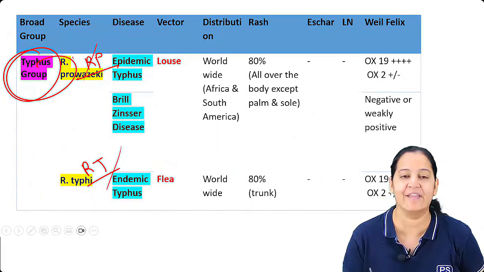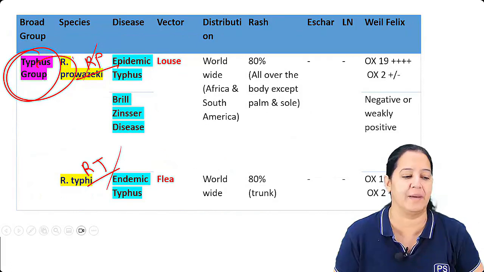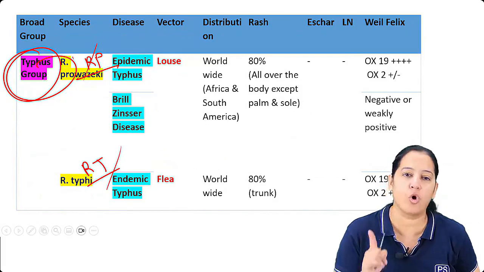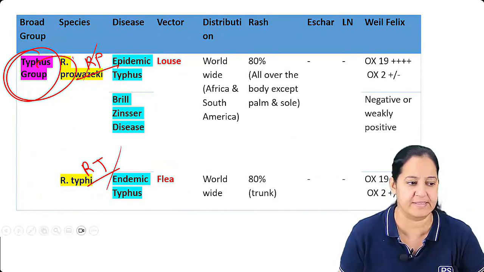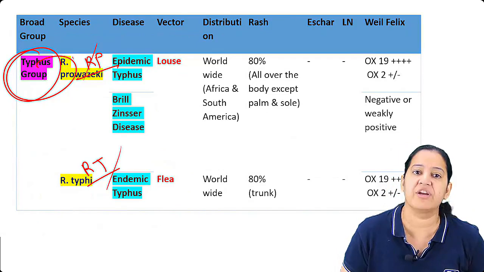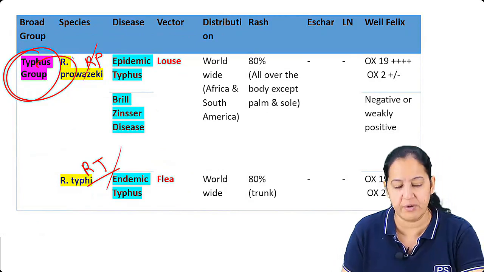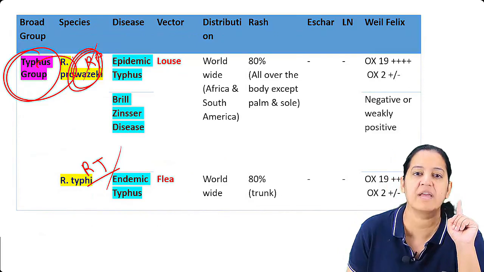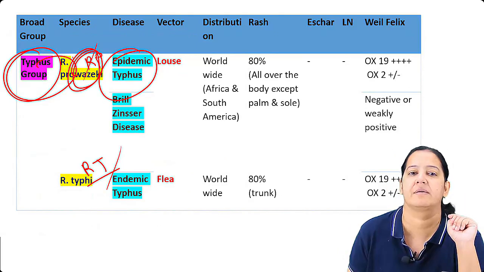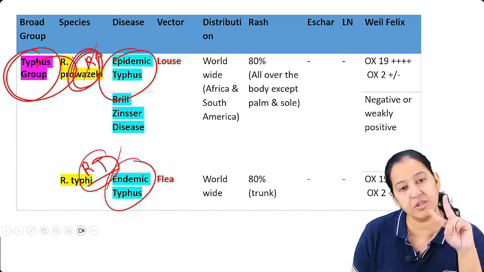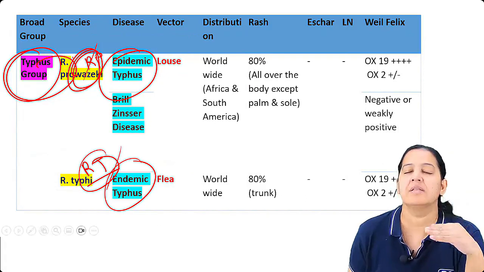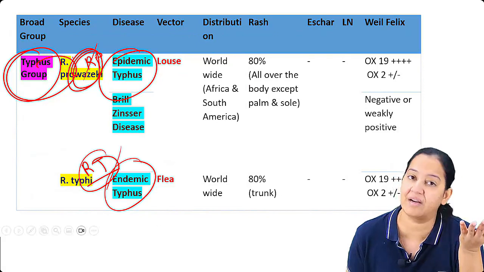The second thing you have to learn is the disease caused by them. Learn the name of the disease. They all cause one disease each, so learn the 6 diseases now. Start with the first one, Rickettsia prowazekii. Prowazekii causes a disease known as epidemic typhus. And Rickettsia typhi causes a disease known as endemic typhus. So both are typhus. How will you learn that prowazekii causes epidemic and typhi causes endemic?